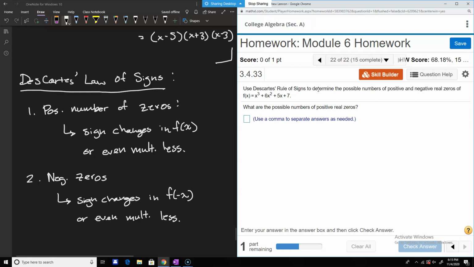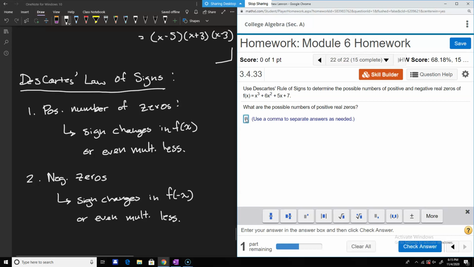Descartes' rule of signs. So f of x here, how many sign changes do we have in just the regular function? 0. There are no sign changes, right? The number in front of x cubed is 1, 6 is positive, 5 is positive, and 7 is positive. Those are all positive, so there are no sign changes. So that means there are no possible positive real zeros. So 0 for the number of possible real zeros.